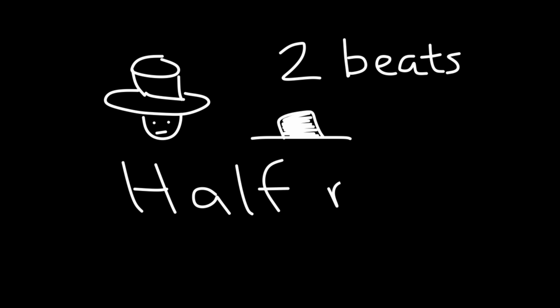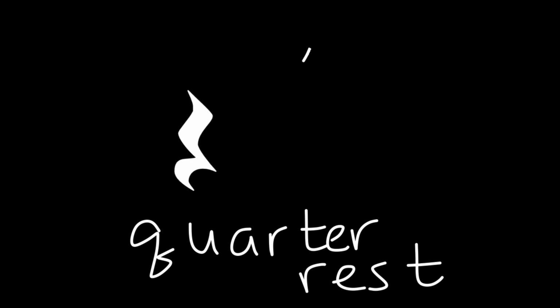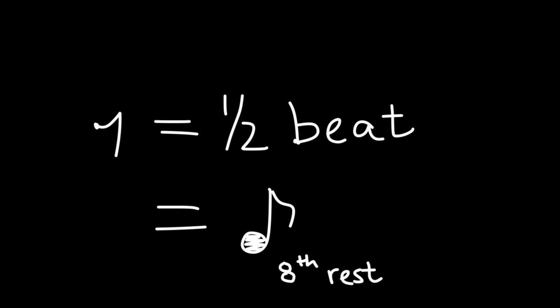Here is a half rest, and it gets 2 beats. It looks like a gentleman with the hat on. So a half rest is equal to a half note. And here's a quarter rest. It equals 1 beat and is equal to a quarter note. And here is an eighth rest, and it's equal to half a beat, and it's equal to an eighth note.